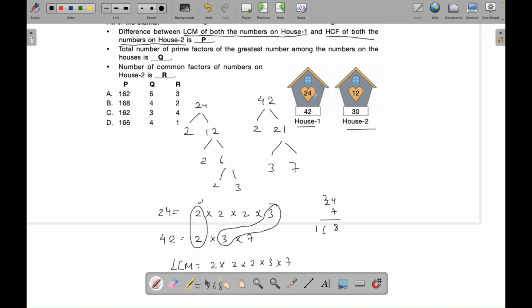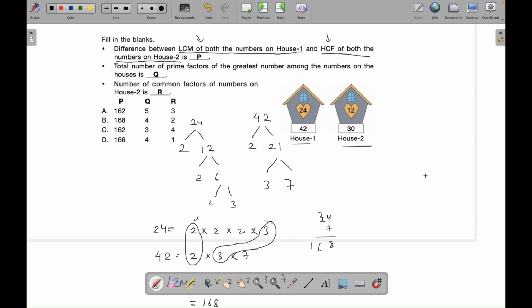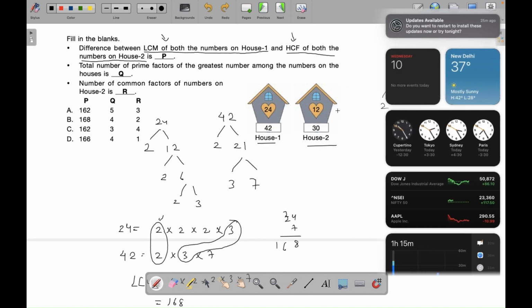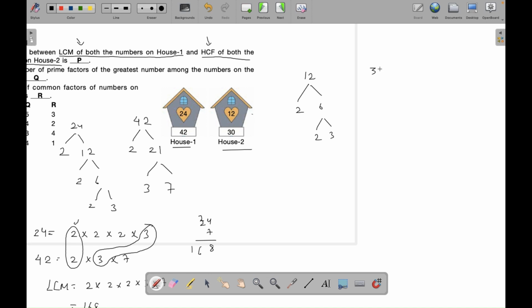Right. And then you have both the numbers on house 2. So we have to find the HCF. So 12, it will be 2 and then 6 and then 2 and then 3. 30, it will be, let me write it here, 2 and then 15, 3 and then 5. Right, so 12 we can write as 2 times 2 times 3.